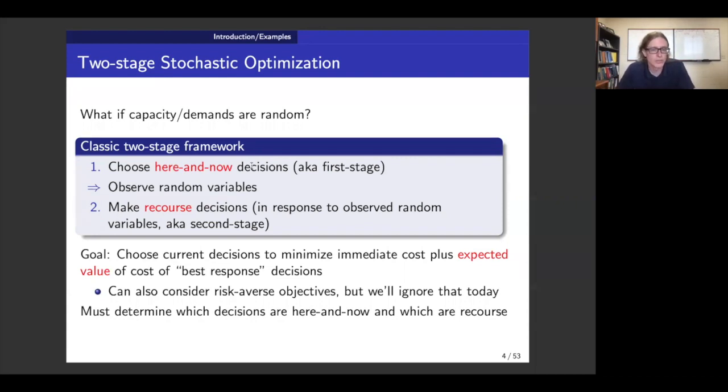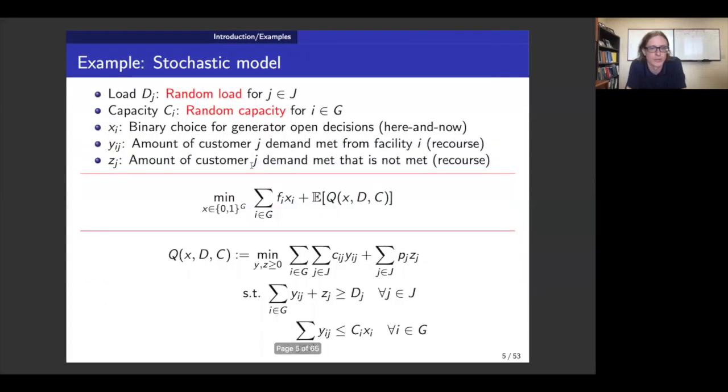So our goal is to choose our current decisions so that we minimize the immediate costs, plus the expected value of the best response we'll make after having observed those random variables. Here I talked specifically about expected value. There's certainly a lot of interesting work on dealing with risk-averse objectives, but for the purpose of today, we'll ignore that. In building up this two-stage model, you have to differentiate which decisions are the here and now decisions and which are the recourse decisions.